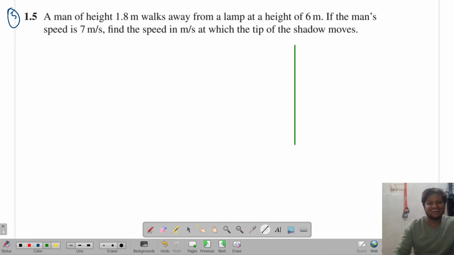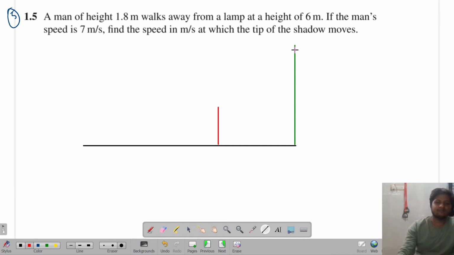Okay, draw the diagram first. So this is my lamp. This is my ground. A man is here, of height 1.8 meter. After that, if light falls over here, the shadow will be created over here or not? This will be the length of the shadow or not? Tell me yes or no. So the tip of the shadow, if I join it, will be like this way or not? So this is my man height.